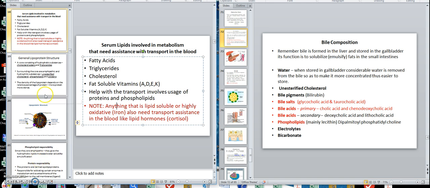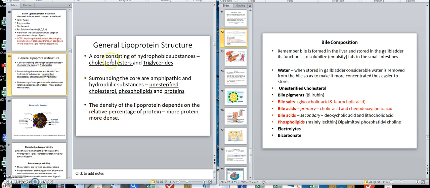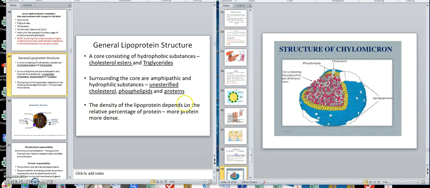Okay. Now, here is the general lipoprotein structure. I'll pick one out over here just to give you. Here's the general lipoprotein structure. Okay. Proteins can like water and hate water. So proteins can be what we call amphipathic.